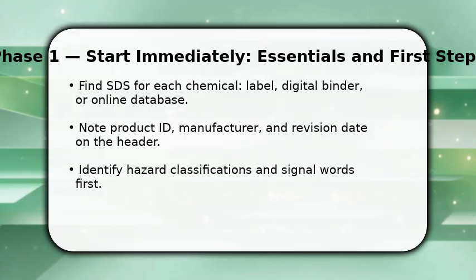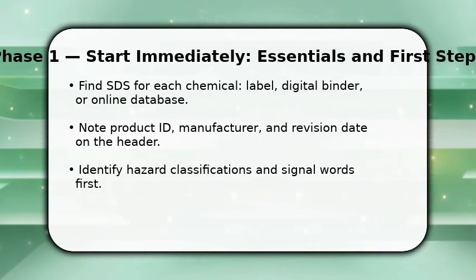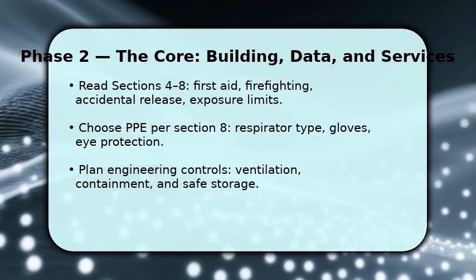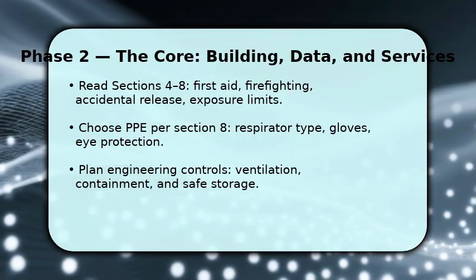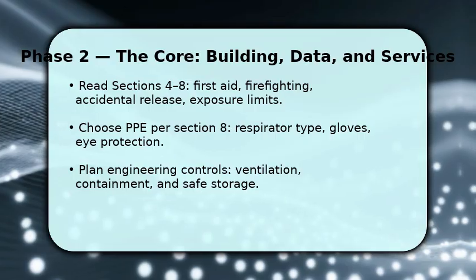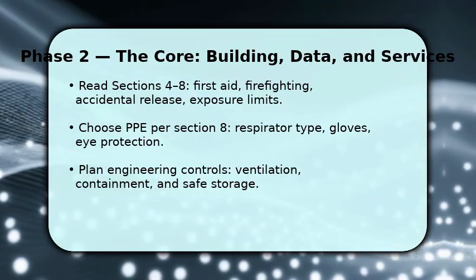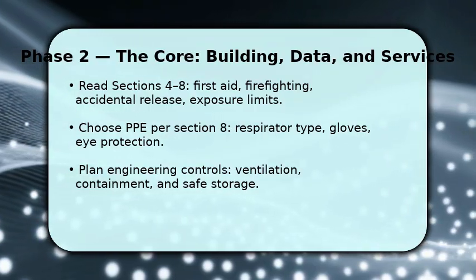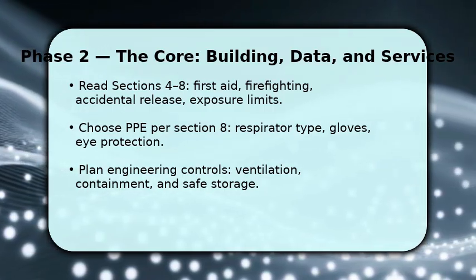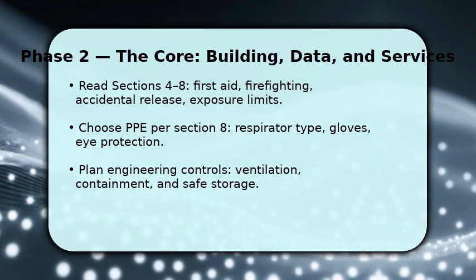Make sure to record the SDS location for quick access during an emergency, and then move to exposure controls. Once you've reviewed the header and composition, dive into sections 4-8 to assess immediate risks and required protections. You'll learn first aid actions and firefighting measures, then check exposure limits and recommended PPE. Use that information to select specific respirators, glove materials, and eye protection.